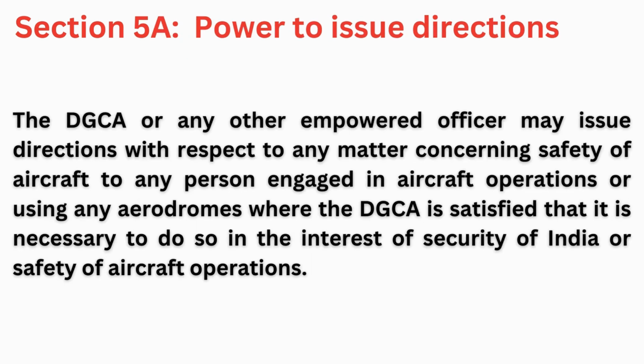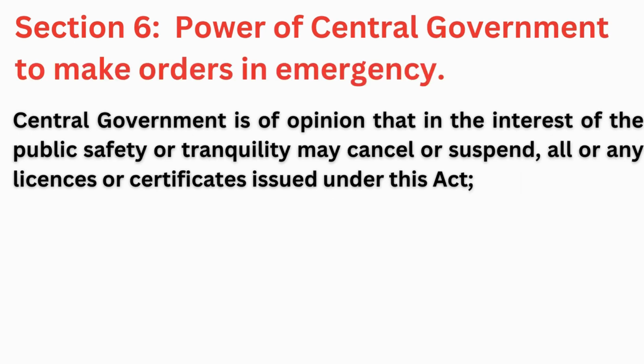Section 5B. The DGCA or any other empowered officer may issue directions with respect to any matter concerning safety of aircraft to any person engaged in aircraft operations or using any aerodromes where the DGCA is satisfied that it is necessary to do so in the interest of security of India or safety of aircraft operations. Section 6. Emergency powers. In cases of public safety, the central government can suspend licenses or regulate aircraft operations.